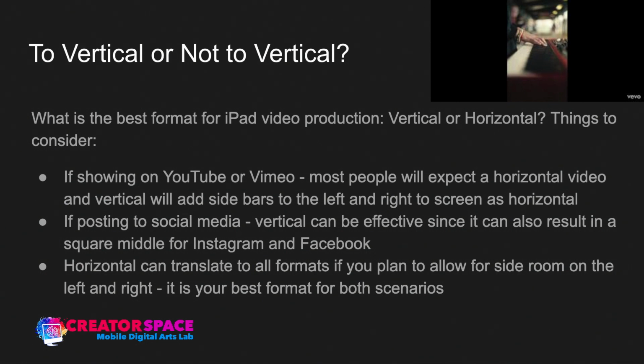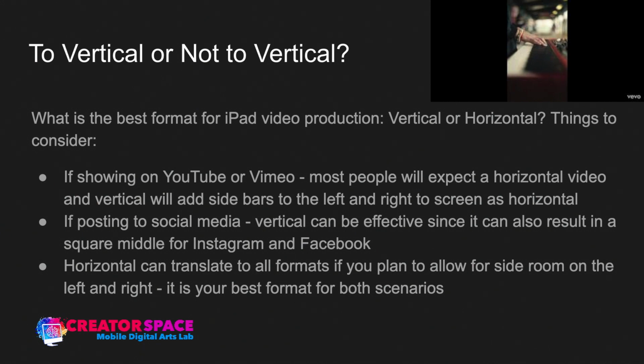So with social media, you can go horizontal or vertical, and it can translate either way. Many of us are familiar with reframing in Instagram or Facebook, where you can decide what's there. For example, with a vertical image, you can create a square out of it for Instagram and just use the middle square area. So that can be pretty effective.